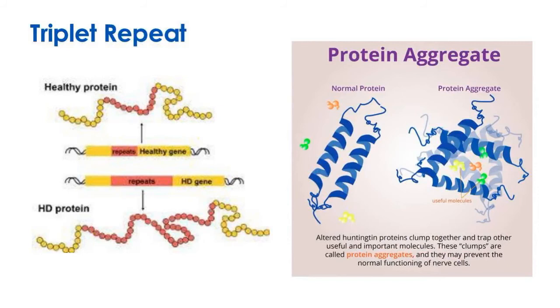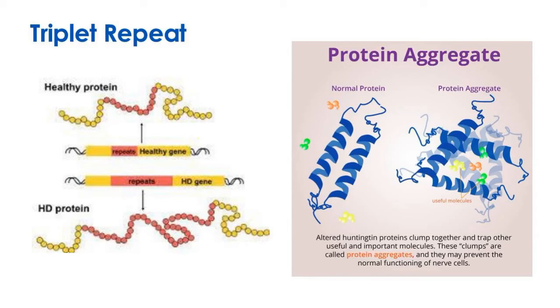So this is the effect of the faulty protein, and how it works is that the number of repeats that code for glutamine will increase the number of glutamine amino acids that are present in the protein. And you can see that the protein aggregate is a much different protein structure from the normal Huntington protein. And because of the abnormal structure of this protein, they clump together and they affect the normal functioning of the nerve cells.